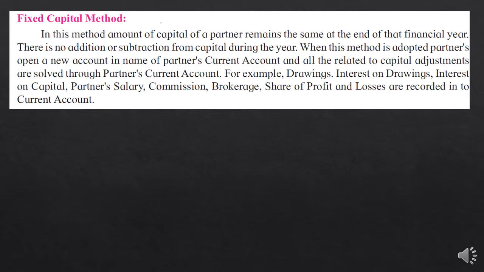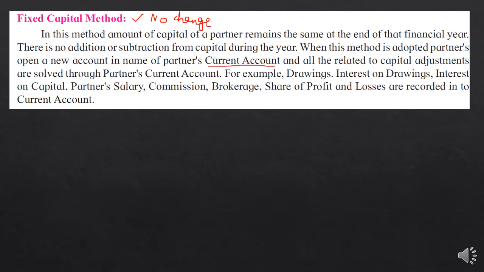So let's learn what is given here. In this method, the amount of the capital of the partner remains the same, means it will not increase or decrease because of any adjustment, and at the end of the financial year as well, there is no addition and subtraction from the capital during the year. So under the fixed capital method, remember one word: no change. No change in capital amount. So nothing will be added in that and nothing will be deducted from that. So where all other effect will be given, for that we will open the current account of all the partners.